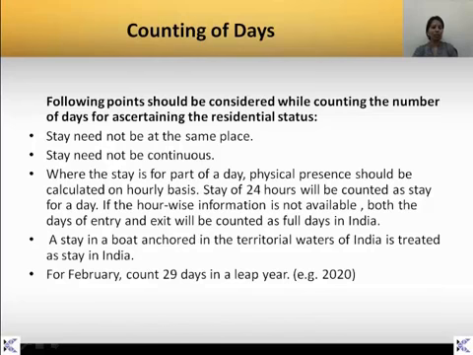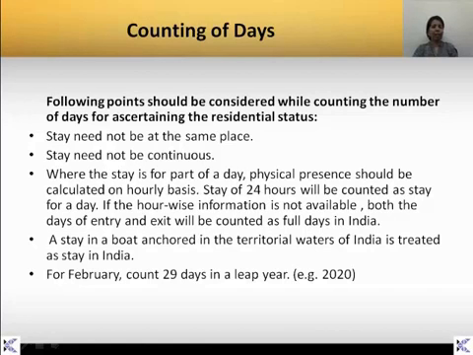Stay need not be continuous. That means if he leaves India in between, that is also allowed. For example, if he is in India for 3 months, then leaves India and comes back after 2 months, what matters is how many days he is in India in that particular previous year. His stay need not be continuous. He may be in India for a few days and out of India for a few days. The only thing is that the counting of the number of days should satisfy the condition.